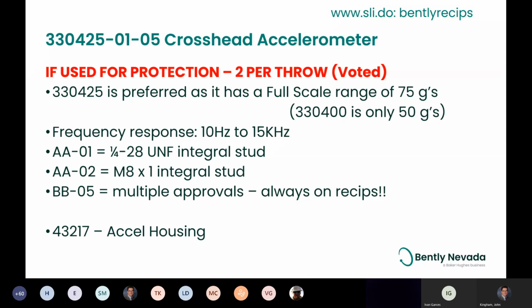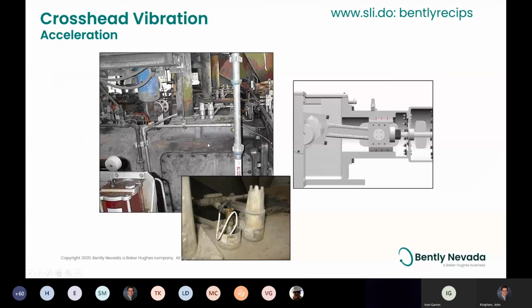making sure that it is good for hazardous areas, because you're always going to have recips in hazardous areas. I'd also recommend using the 43217 accel housing to protect that probe. Again, you don't want somebody stepping on it. And here are some pictures. Here's an installation. They're obviously using this for protection because they've got 2. So there you have it.